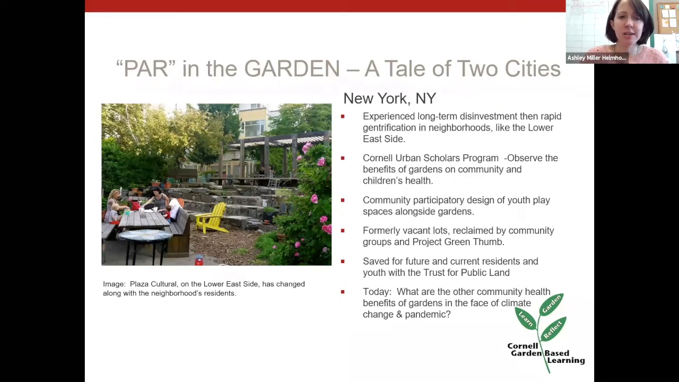That research was my introduction to participatory action research, but in the context of everything else that I've learned since then, it really has helped to spur a lot of the research and interest areas that I've had going forward. And one question I'd love for you all to reflect on is, what are some of the other community health benefits of gardens in the face of climate change and this pandemic? I think there's a lot of things that we could potentially research in community garden spaces in the future that we haven't tapped into as much.